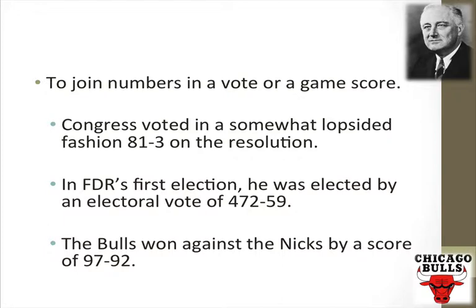Another use of the hyphen is to join numbers in a vote or in a game score. So this isn't necessarily a span like the date was before. This is showing some sort of comparison. For example, Congress voted in a somewhat lopsided fashion 81-3 on the resolution. It's not a span. It doesn't go from 81 all the way down to 3 in some sort of decreasing algorithm. It just says that, hey, one side voted 81 votes yes, and the other voted 3 votes no. And so it's just a hyphen used to show this compared to this.